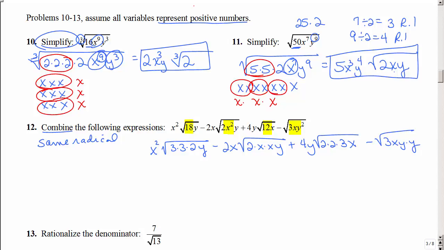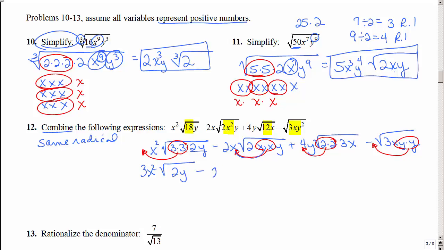They're all square roots, so you're looking for pairs. So that's going to come out. That's going to come out. That's going to come out. And that's going to come out. So let's see what's left. We have 3x squared and be left with 2y.